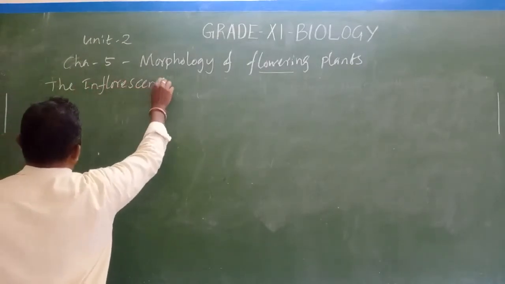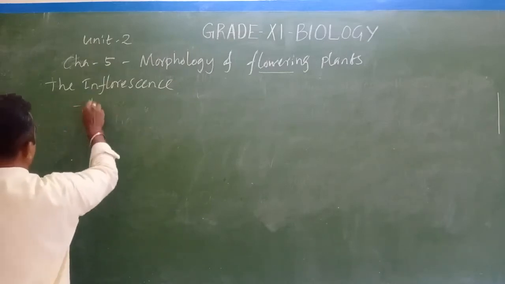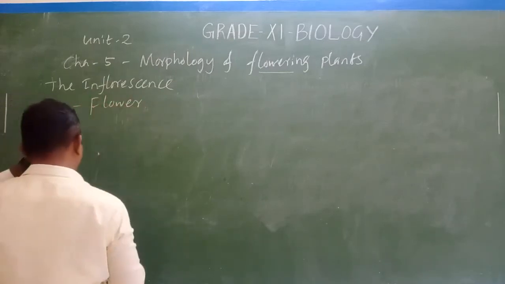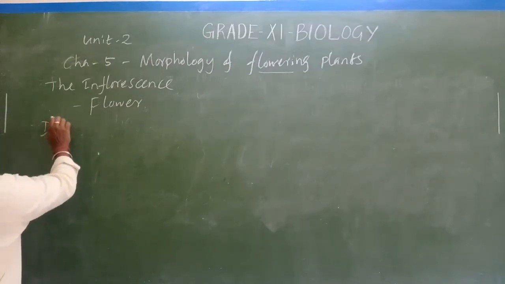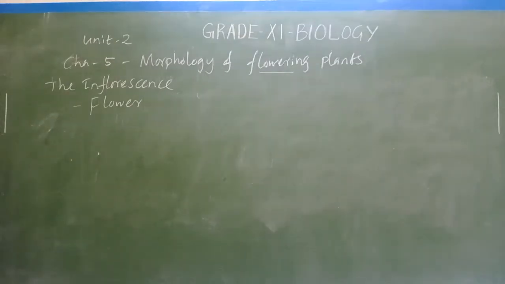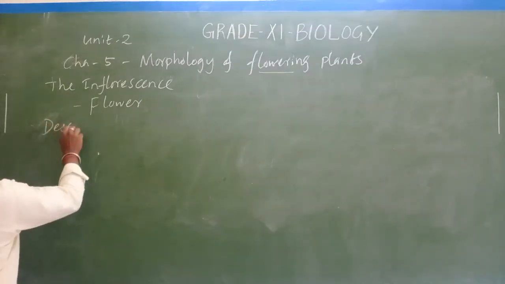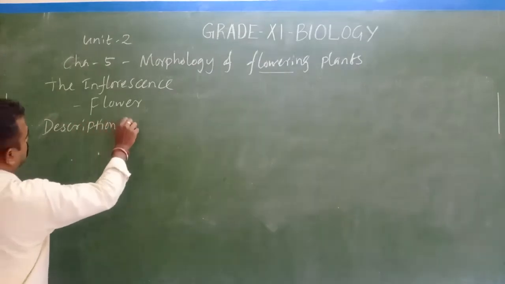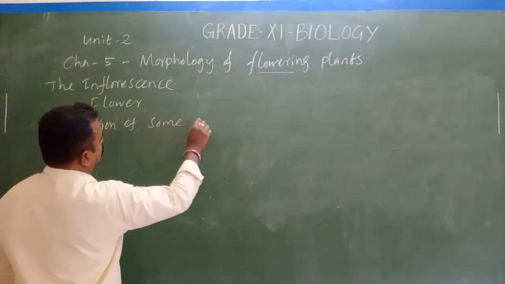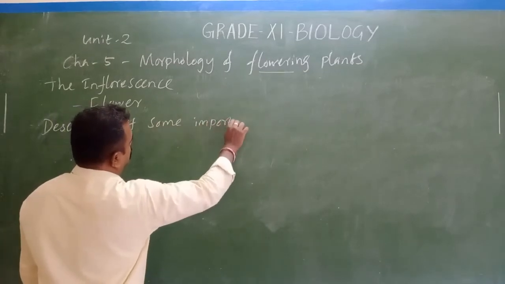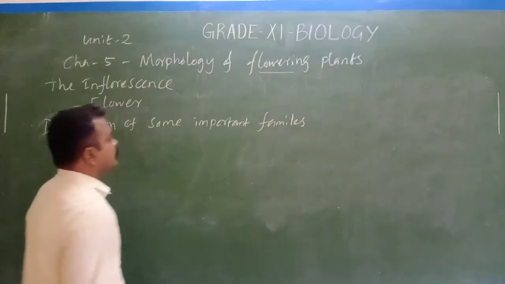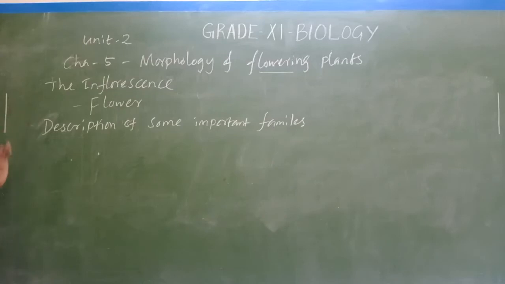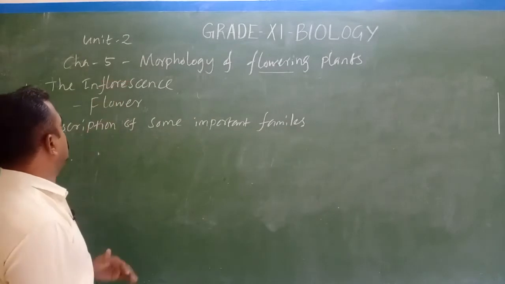So now we are going to see only 2 topics: the inflorescence, in which we will see about the flower, and then the description of some important families. These two topics we are going to see in this lesson. First we will start with the inflorescence.